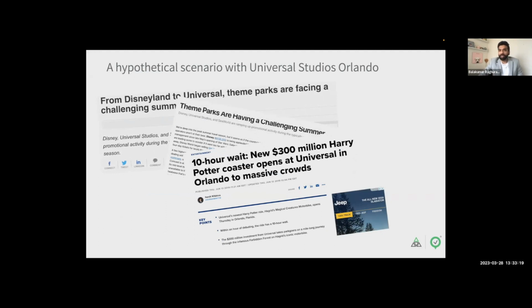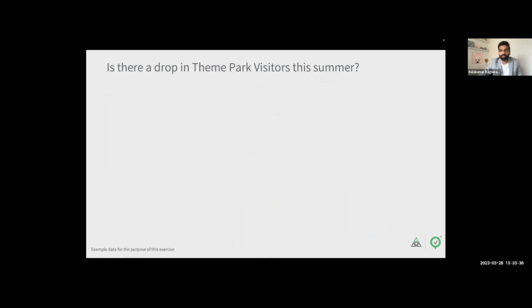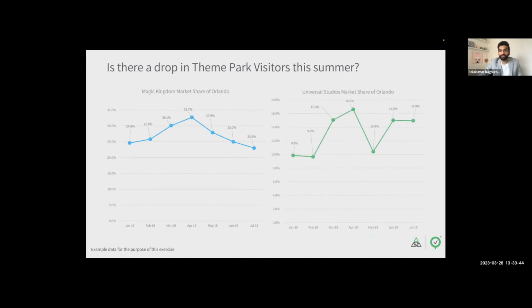And a client came to us and said, let's say you have your client as Universal Studios Orlando, and they came to you and said, hey, is the theme park market share really decreasing? Are we actually starting this at the wrong time, right? And you went in and you pulled all the data and you said, is there a drop in theme park visitors this summer? Let us look at Magic Kingdom's market share on the left. Let's look at Universal Studios market share on the right. Hey, look, the Hagrid ride actually launched and it increased, right?